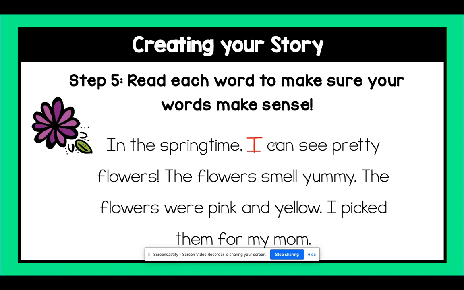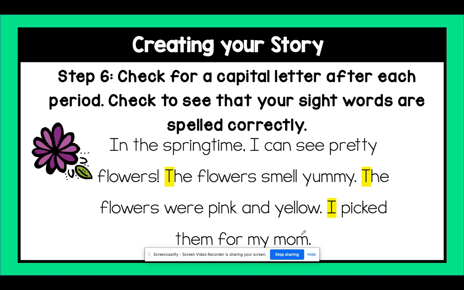In the springtime, I can see pretty flowers. The flowers smell yummy. The flowers were pink and yellow. I picked them for my mom. That makes more sense. Now I need to double check for a capital after each period. And I need to make sure that my sight words are spelled correctly. First, let me make sure that all of my capitals are after my punctuation. There's my punctuation. Next letter is a capital. Period. Next letter is a capital. Period. Next letter is a capital. I've got them all.